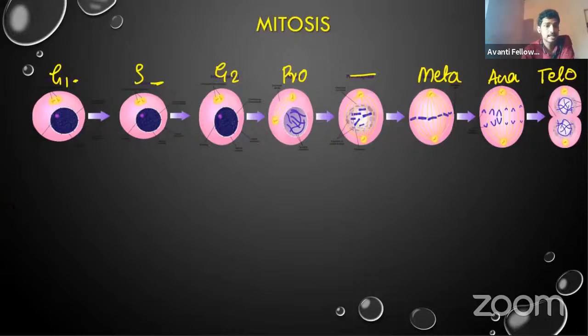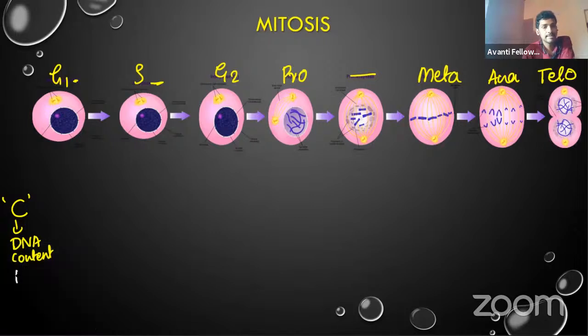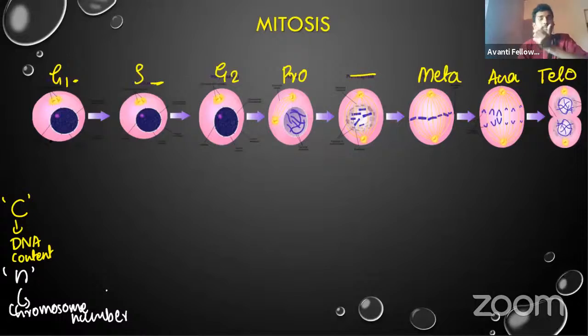DNA content, so how can we write? We can write it as C, and we also have to write the N. N means the chromosome number. Now we will assume that it's a diploid cell.